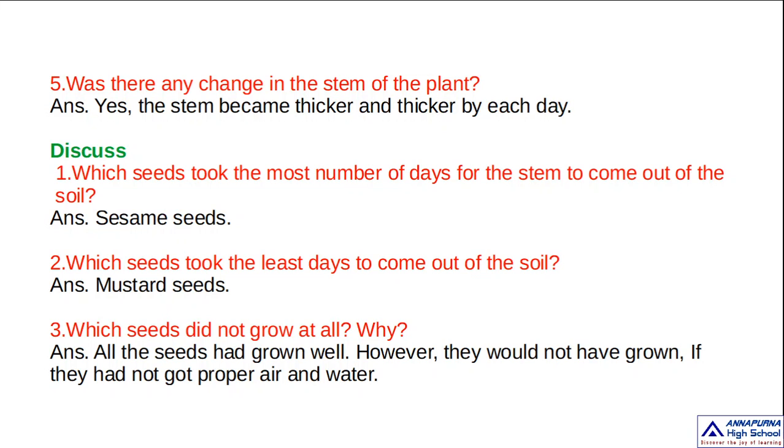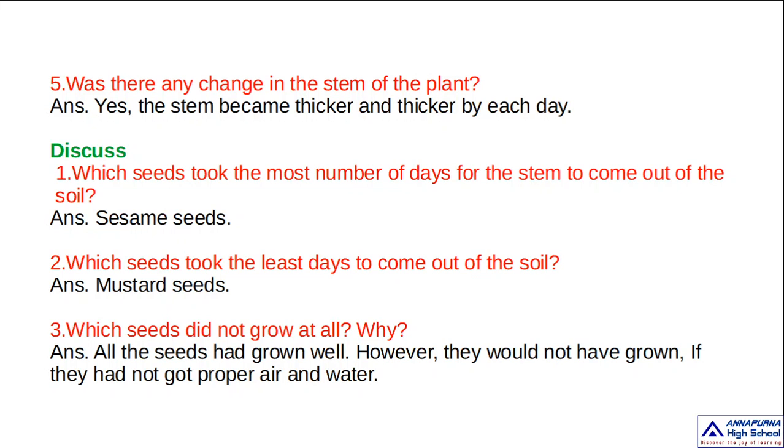Okay, children, now let's move on to discuss. First one is, which seeds took the most number of days for the stem to come out of the soil? Here we take 4 different kinds of seeds: mustard seeds, sesame seeds, fenugreek and coriander. Out of these 4 seeds, sesame seeds take the most number of days to germinate, that means the number of days for the stem to come out of the soil.